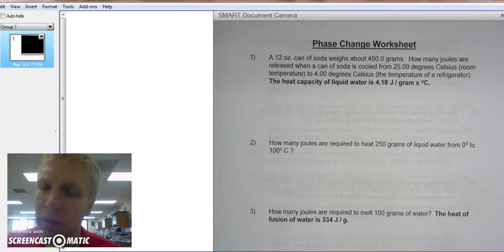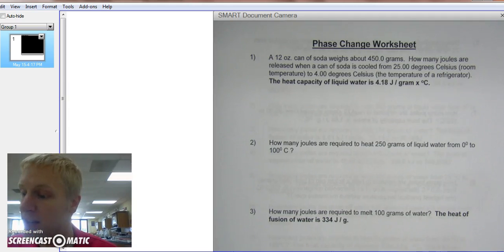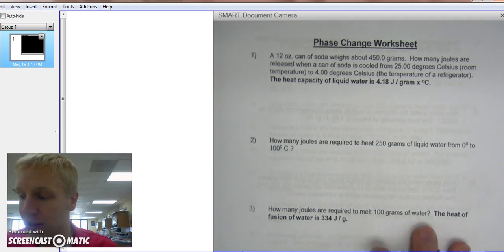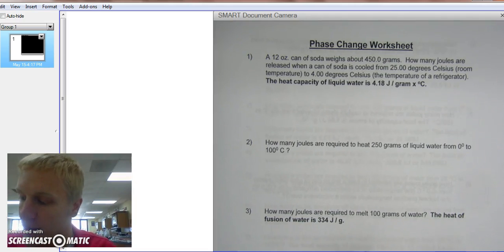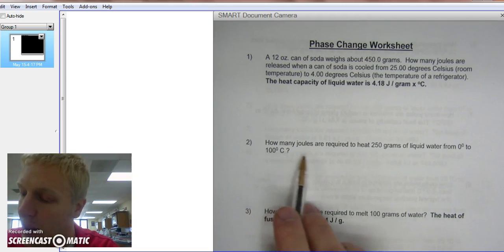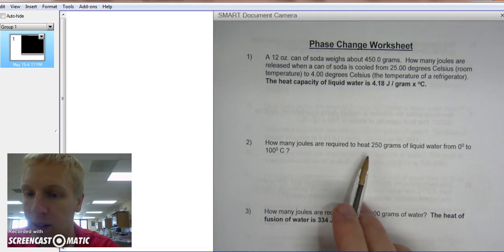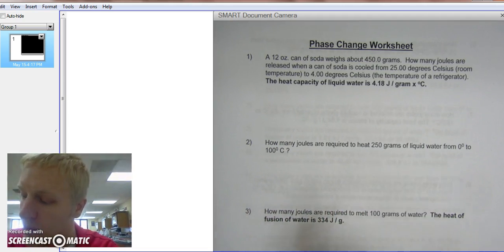Hello, in this video I'm going to be going over calculating the Q, or the amount of energy given off or absorbed during phase changes. So this is from your phase change worksheet. We'll start with some simple ones, like number 2. It says how many joules are required to heat 250 grams of liquid water from 0 to 100 degrees.